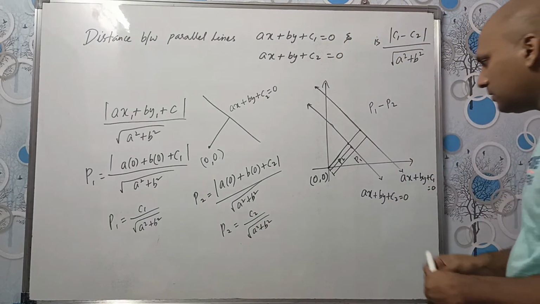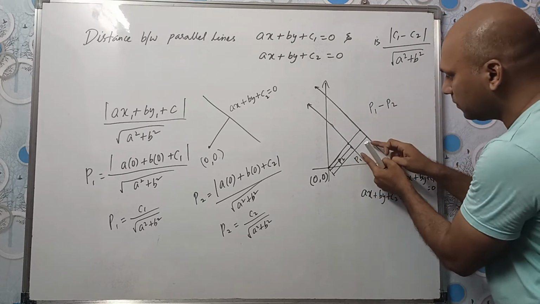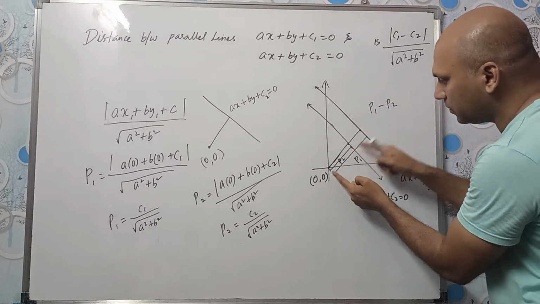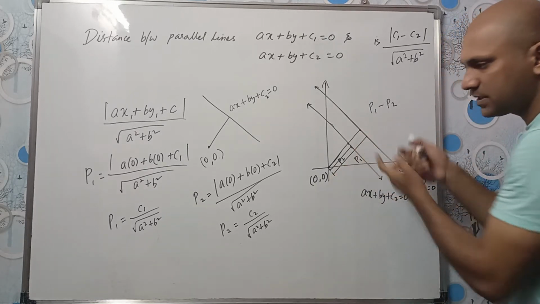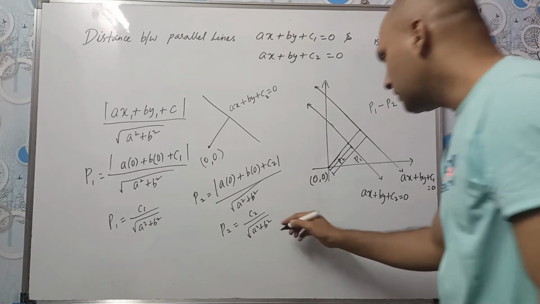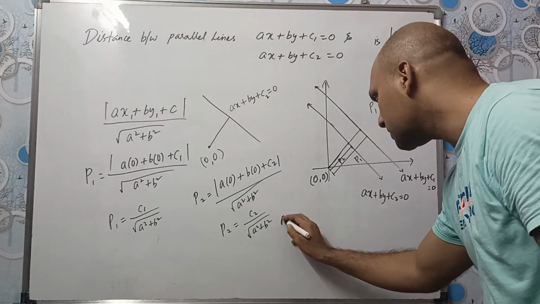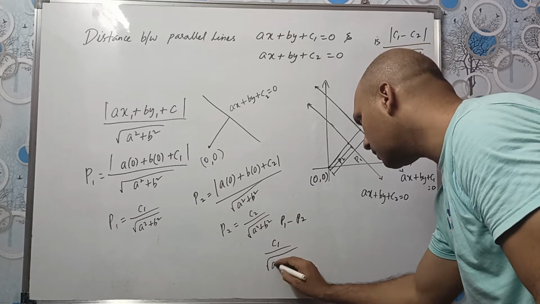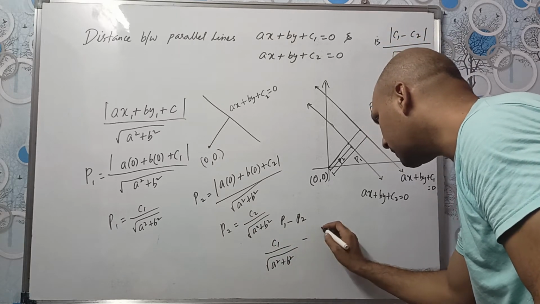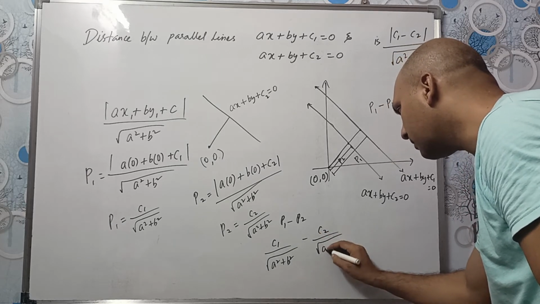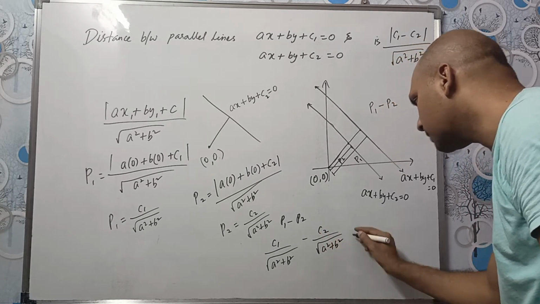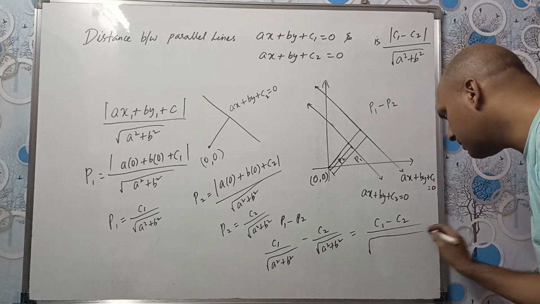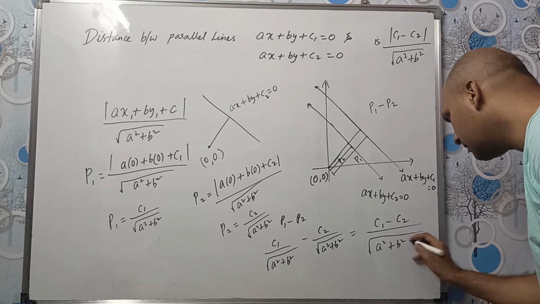Okay. Now we need to find P1 minus P2. We need to find this distance. This total is P1, this is P2. So P1 minus P2 will give us the distance between the parallel lines, right? So what is P1 minus P2? P1 is c1 divided by root of a square plus b square, minus P2, which is c2 divided by root of a square plus b square. So you can write this as c1 minus c2. Denominators are the same, right? We can write it once like this.